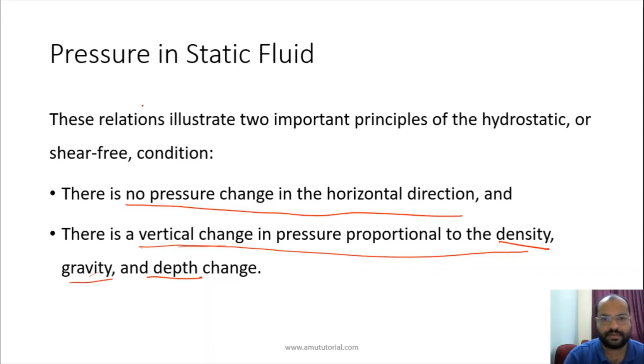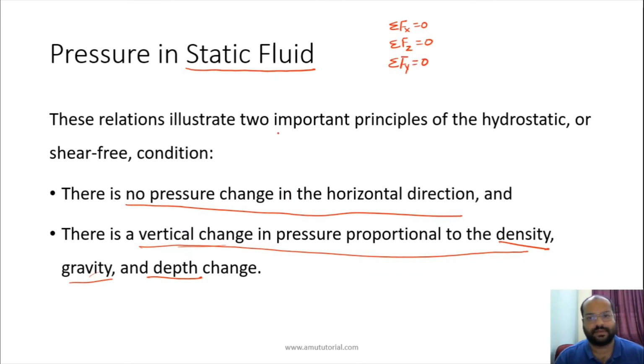Remember the condition is static fluid because we have considered the static equilibrium, that is Fx equal to 0 and Fz equal to 0. We have not considered the third term, but if we had considered another dimension, then that should also be equal to 0. But it's not 3D, it's 2D. We have discussed the 2D example, so let us say these two conditions.